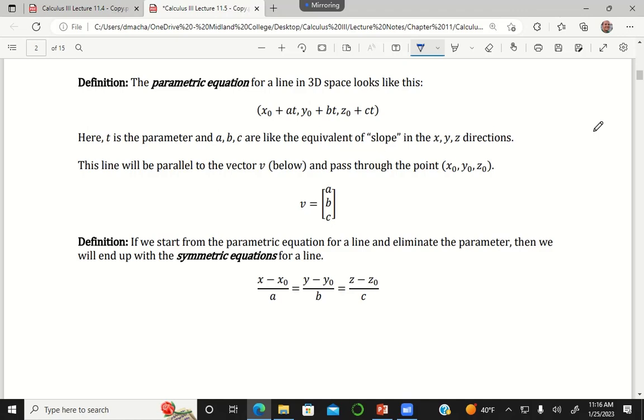Now, if we're talking about 3D space, the x, y, and z coordinates are all going to be a function of t, my parameter. And so t can be any real number, and then x, y, and z have to be a function of t.